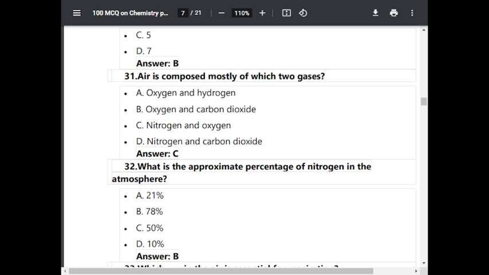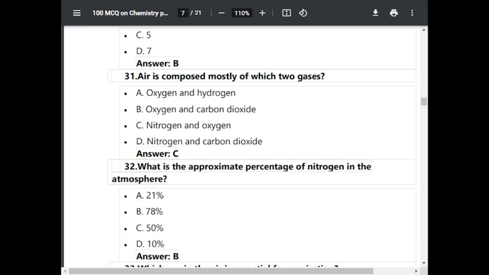Question number 32. What is the approximate percentage of nitrogen in the atmosphere? Option A 21%, option B 78%, option C 50%, option D 10%. The correct answer is B, 78%. What is the percentage of nitrogen? 78%.